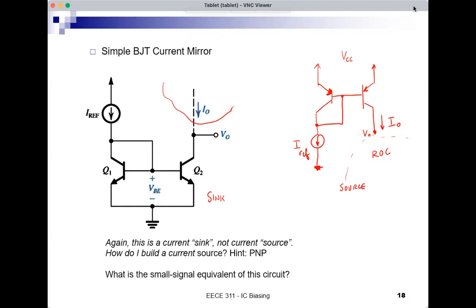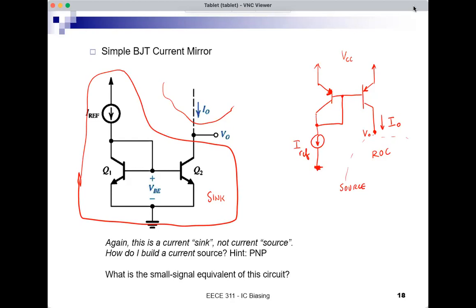The second question on the slide is, what is the small signal equivalent of the circuit? If this circuit is part, again, of an amplifier circuit where I need to do small signal analysis, what would be the small signal equivalent of the whole circuit? So I want to replace the whole thing, all of this, in small signal analysis. I take this, I replace it by what?